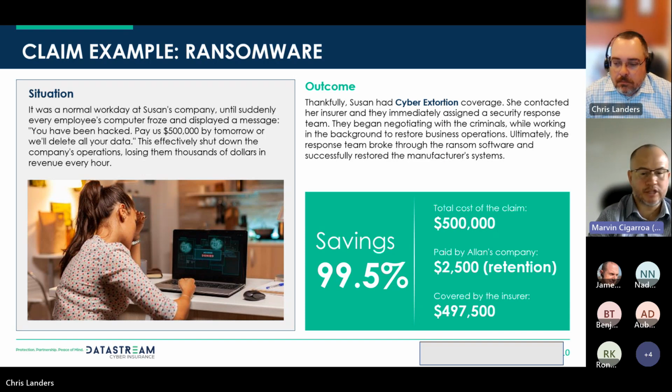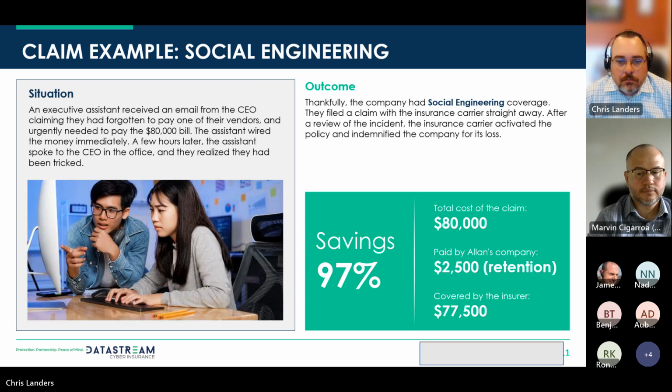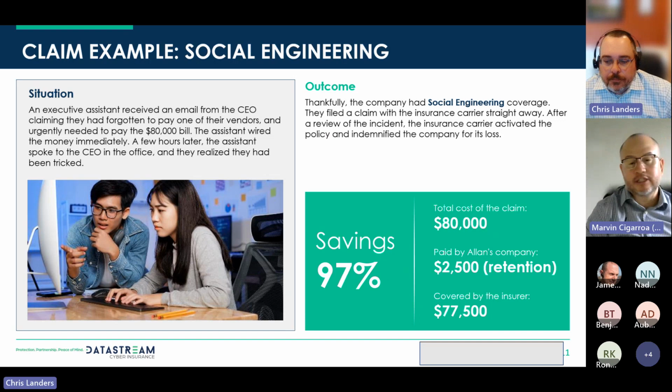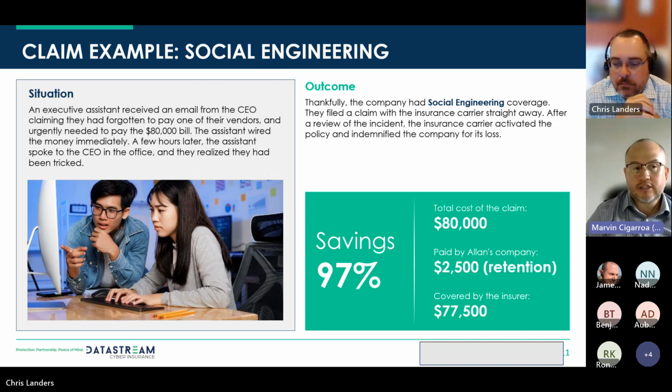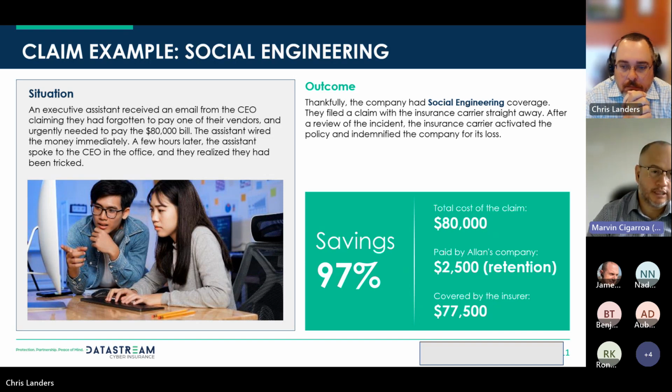So, next one, please, Chris. Got it. And this is the last one on the claim example. And this is social engineering. Again, along with ransomware, these are probably the top two leading reasons for claims over the last few years. Social engineering, also known as phishing type schemes, are very prevalent.